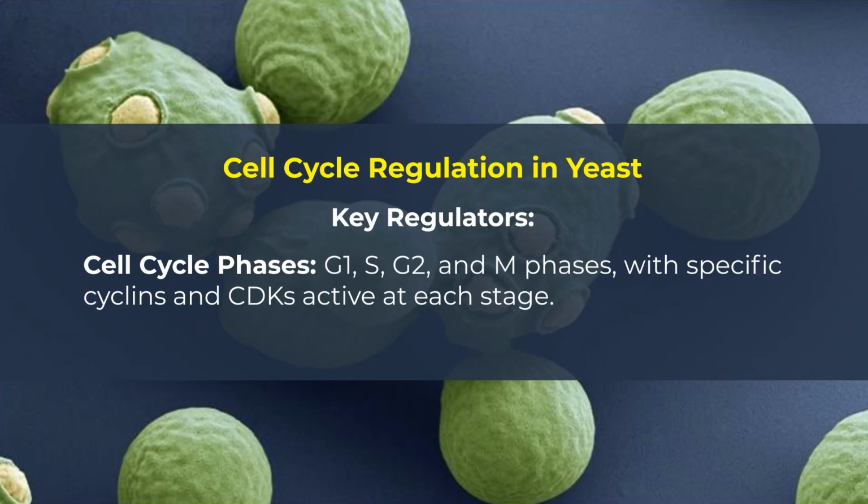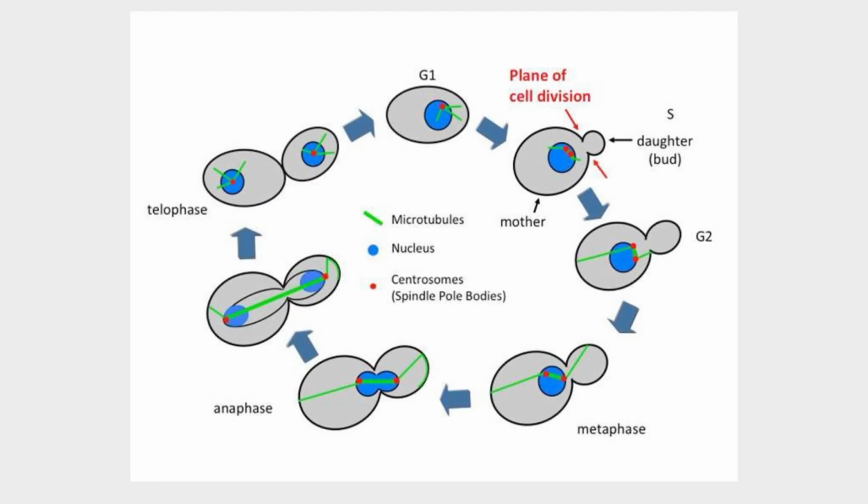Phases of the cell cycle in yeast: like eukaryotes, it has G1, S, G2 and M phases. The cell cycle has 4 phases with specific cyclin and CDK active at each stage. Here you can see the cell cycle stage. At the G1 stage, you can see the microtubule, the nucleus and the centromere spindle pole bodies.